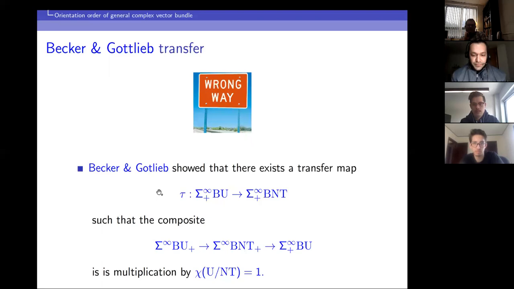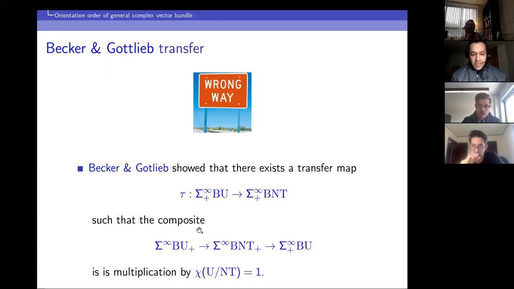And this composite, so there is a natural map from BNT to BU because, you know, NT lives inside U. And the composite is multiplication by the Euler characteristic of the quotient. Well, Euler characteristic of the quotient in this case is 1 because the rational homology of BNT is the same as BU, and the Euler characteristic just depends on the rational homology. So we end up getting that this composite is actually homotopic to identity.